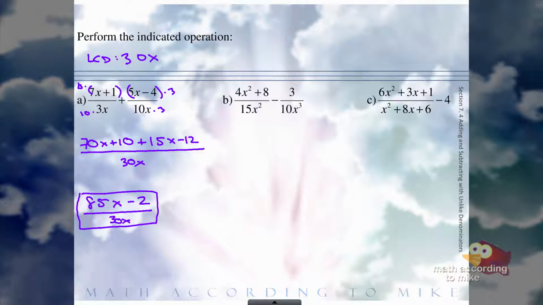Part B. Start off with a common denominator. We're comparing 15x squared and 10x cubed. 15 and 10, the smallest number they both go into, is also 30. X squared and x cubed, take the larger exponent, x cubed. Comparing the first denominator, 15x squared, to the LCD, we are missing 2x. Which means we have to multiply top and bottom of that fraction by 2x.